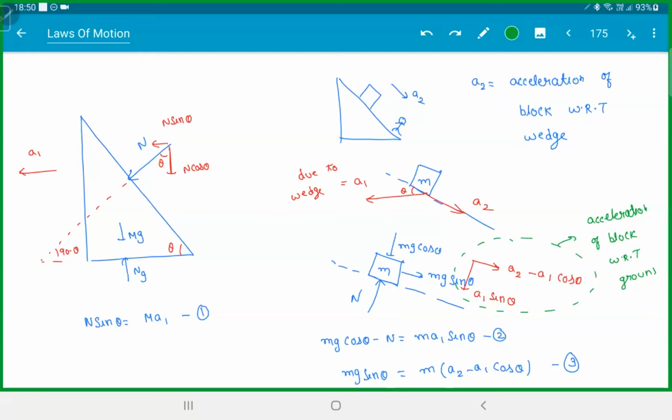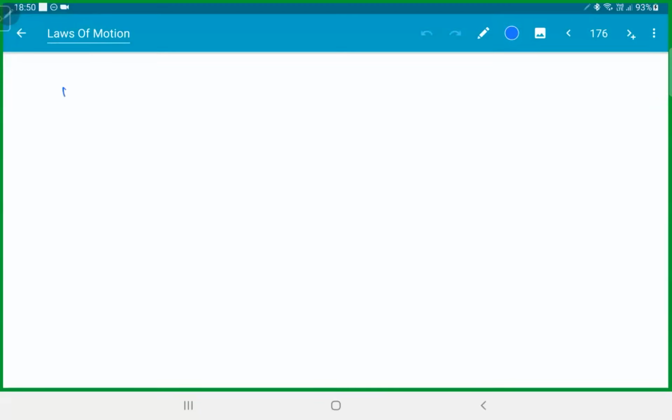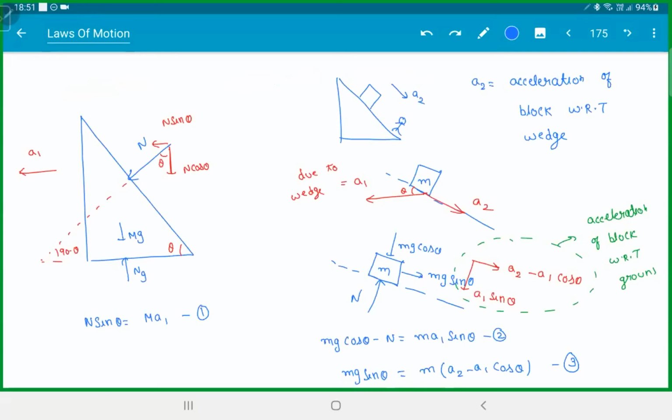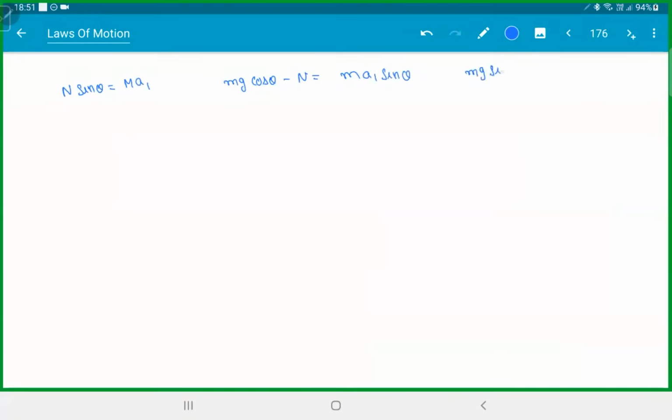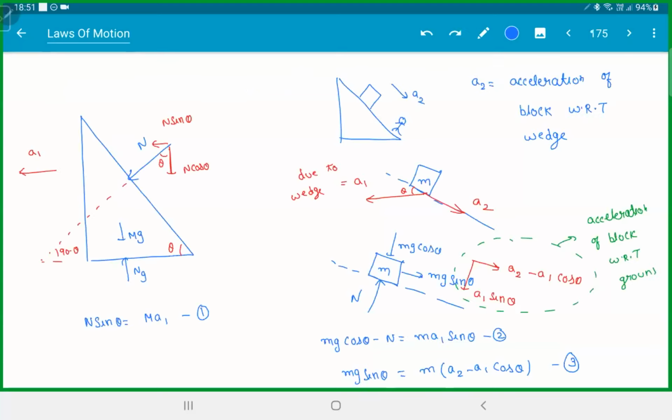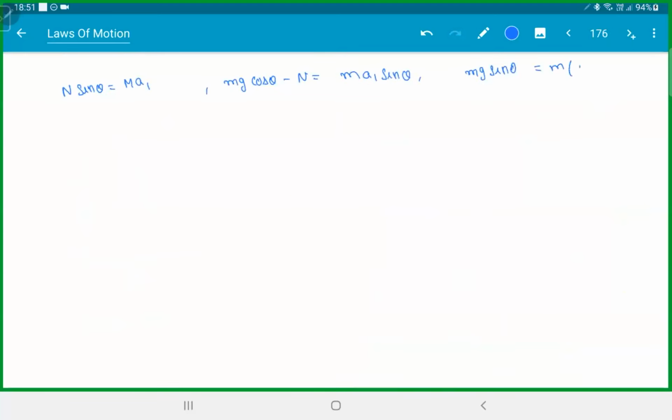And then we got three equations. Just a matter of solving. N sine theta is m A1. mg cos theta minus N is m into A1 sine theta. mg sine theta is equal to m into A2 minus A1 cos theta. Take this thing and put it here. Take A1 and put it here.